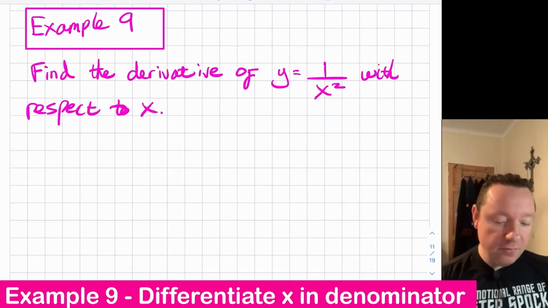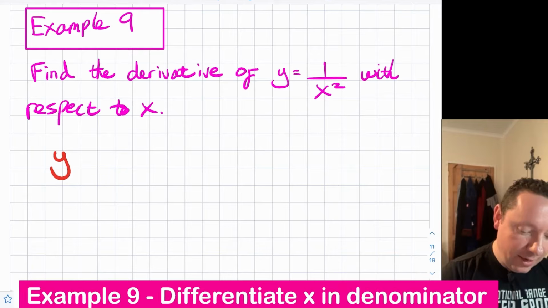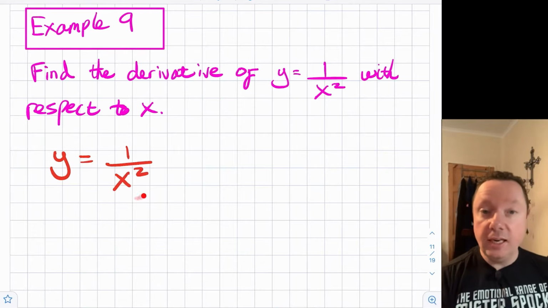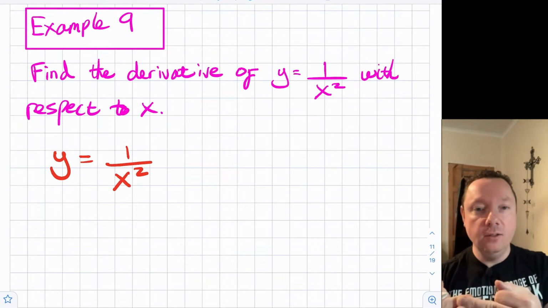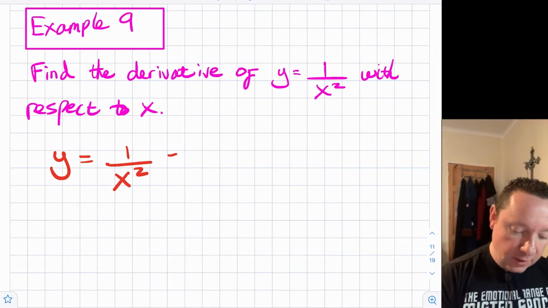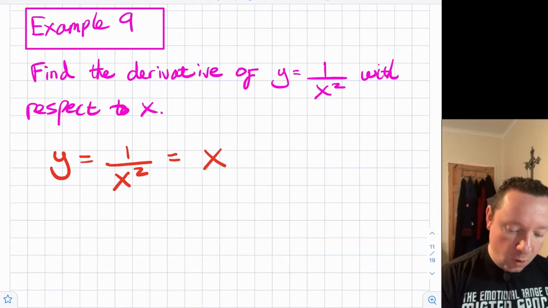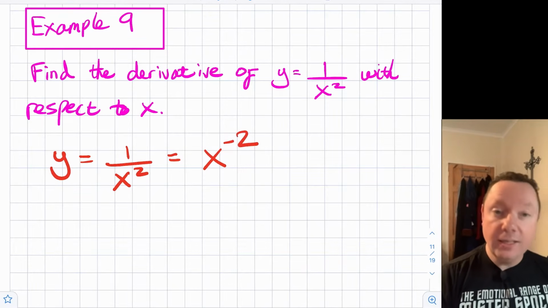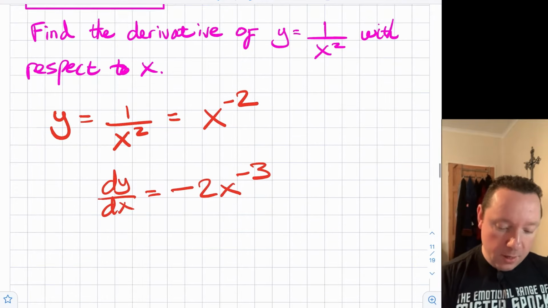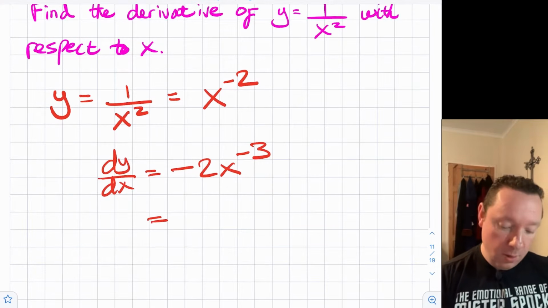Example 9 says find the derivative of y equals 1 over x squared with respect to x. So we need to get it ready first. y equals 1 over x squared. Although there's a power, we've never differentiated anything unless it's x to the power of something only, not a fraction with the x squared on the bottom. So whenever this happens, you have to remember your rules of indices. x squared on the bottom becomes x to the minus 2. So now I can differentiate. dy by dx is minus 2x to the minus 3, taking away 1, or leaving your answer as a positive power, minus 2 over x cubed.